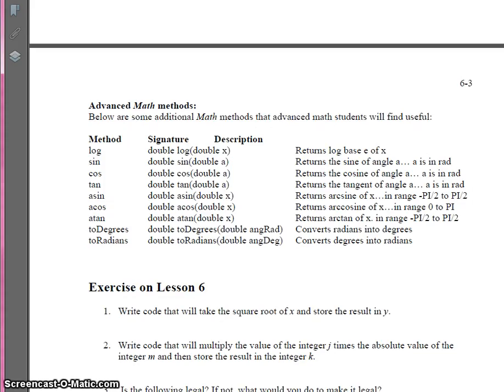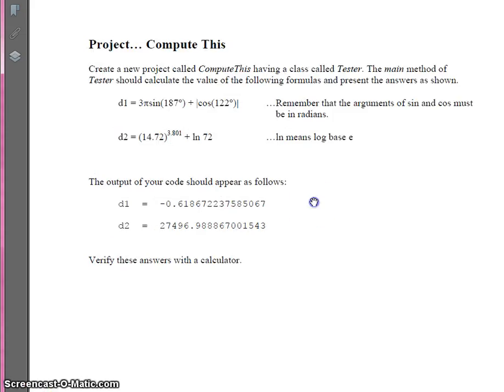Okay, we're not going to do examples of this in this video, but I do want to show you that there are other methods in the math class, like log, which you probably remember doing. And actually, log doesn't mean log in Java. Log is base e, which means that it's really ln. You can also do sine, cosine, tangent, arcsine, arccosine, arctangent, and then you can go back and forth between degrees and radians. And you'll get to play with these a little bit for your project, which is on page 33 of your book.